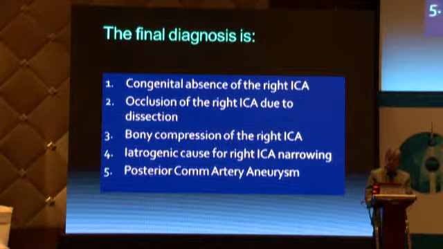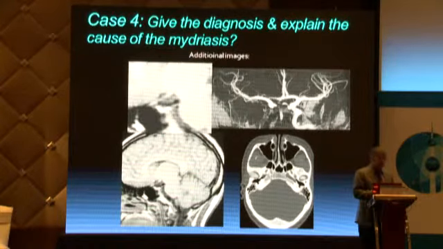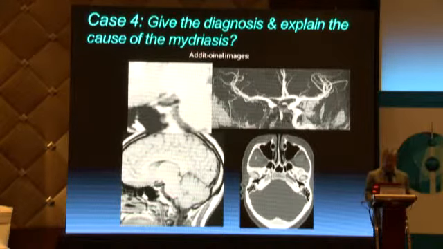Now what about the posterior communicating artery aneurysm? If you look at these images, you can see that's the third nerve, and this is the second nerve, right? The optic nerve, and this is the third nerve. And there's a very prominent posterior communicating artery sitting on the third nerve. So it is acting like an aneurysm, but it's not an aneurysm, compressing the third nerve occasionally, causing intermittent mydriasis.